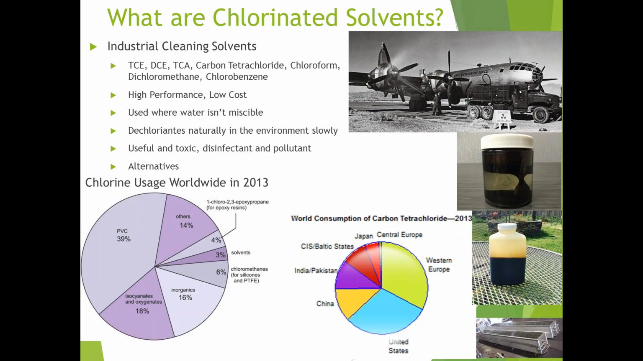In the graph next, in the middle of the screen at the bottom, carbon tetrachloride is often used as a precursor to look at overall chlorinated usage worldwide. And in 2013, we see the vast majority of the usage is in Western Europe, the U.S., and China. Not surprising given the industrial complex in those three countries. You'll see that industrial uses of chlorinated solvents do not only extend to private industry.